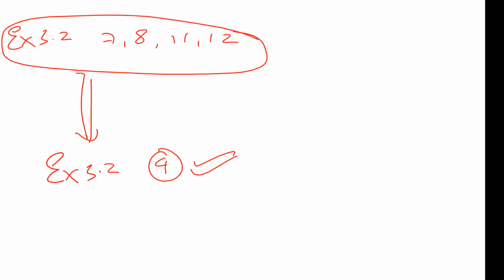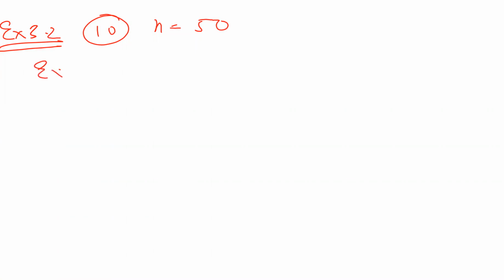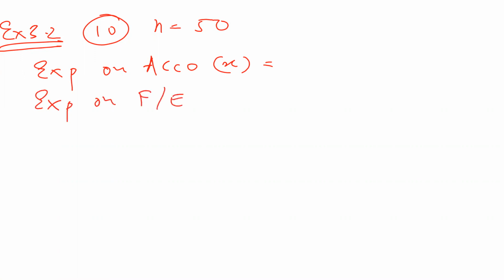Okay, so we'll go to the next problem. The next problem in this exercise is exercise 3.2, question number 10. An inquiry of 50 families to study the relationship between expenditure on accommodation and expenditure on food and entertainment gave the following results. Now n is equal to 50 because the data is gathered for 50 families. I'll be using short forms, but you're expected to use the full forms in the paper. Expenditure on accommodation is X. Expenditure on food and entertainment is Y.